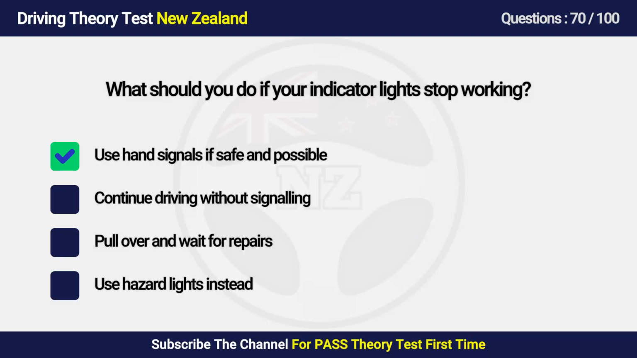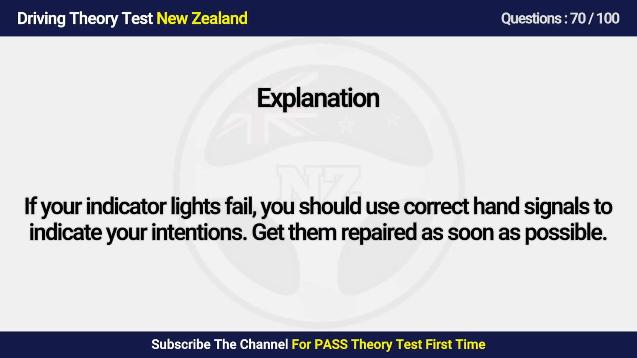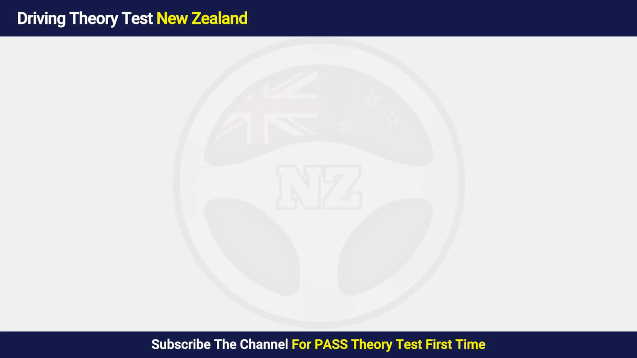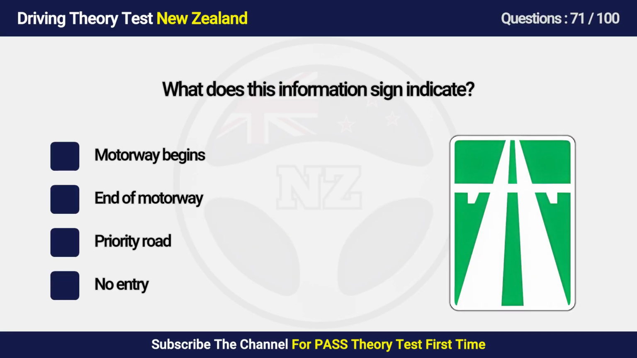Answer is A, use hand signals if safe and possible. If your indicator lights fail, you should use correct hand signals to indicate your intentions. Get them repaired as soon as possible. Question 71. What does this information sign indicate? A, motorway begins. B, end of motorway. C, priority road. D, no entry.